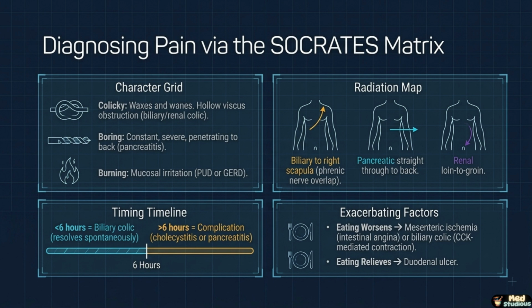And exacerbating factors complete the picture. Pain that worsens with eating suggests either mesenteric ischemia, where blood can't meet the demand of digestion, or biliary colic, where cholecystokinin triggers gallbladder contraction against an obstructed duct, while pain relieved by eating is the classic signature of a duodenal ulcer.